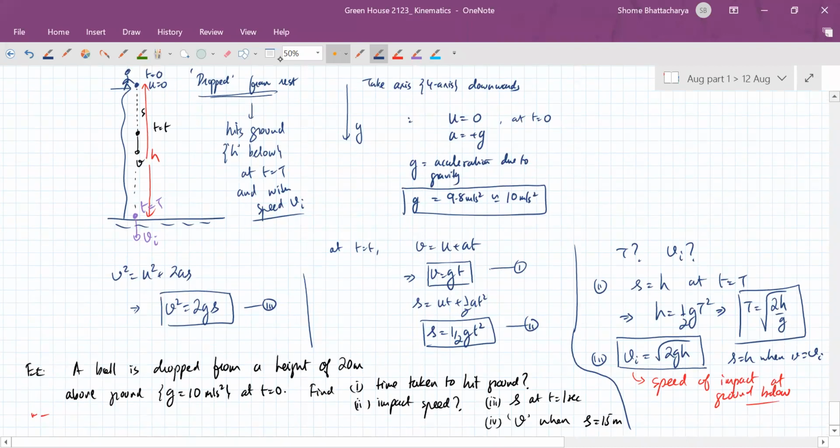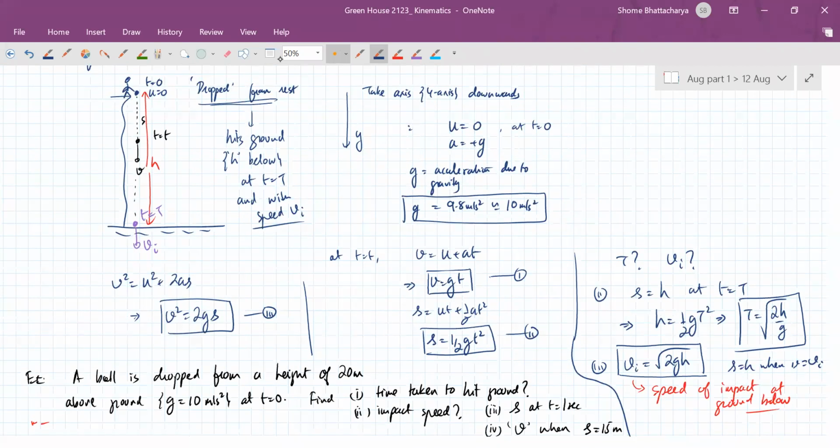Okay, so you will be using these equations and these concepts above to solve this numerical problem. Take the value of g as 10 meters per second square and it's dropped from a height of 20 meters above the ground. So just calculate this fast.